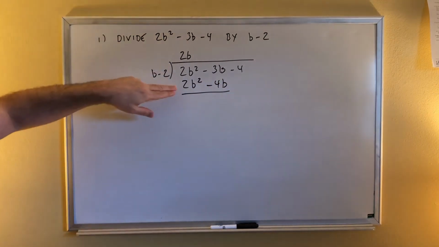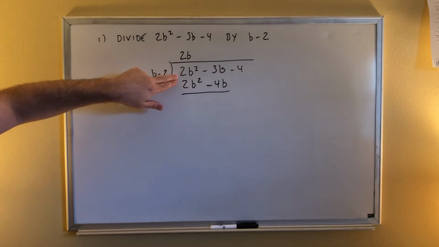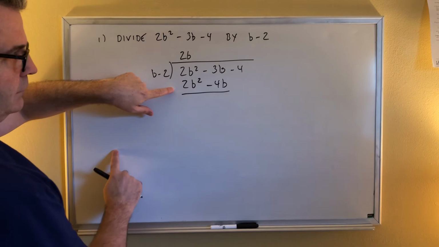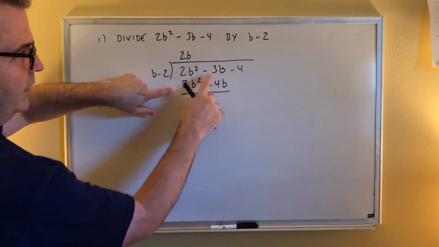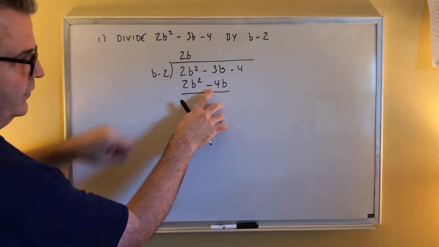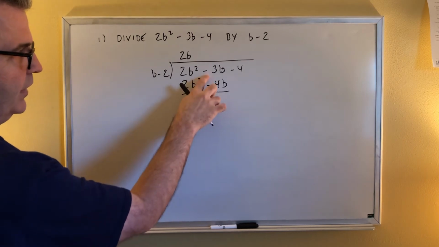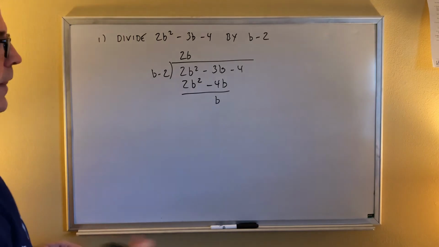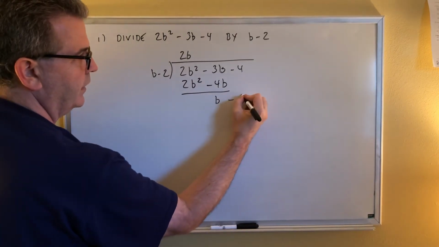Okay, I'm going to subtract this expression from the one directly on top of it. 2b squared minus 2b squared, well, that's nothing. Then negative 3b minus a negative 4b, so it's a double negative, so we're adding. So it's negative 3b plus 4b, that leaves us with just b. Carry down what we got over here, negative 4.